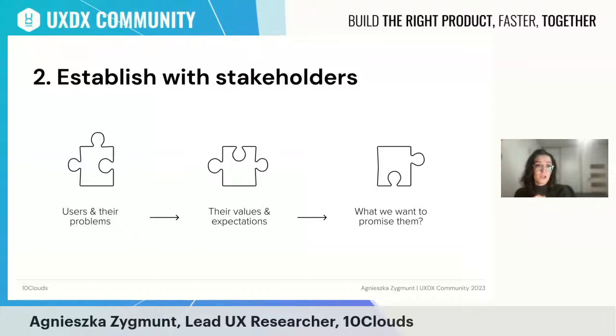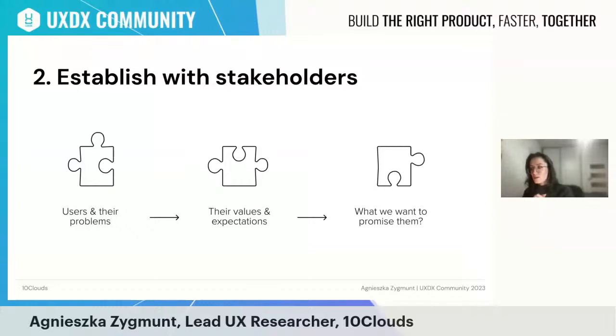It's also working really well when we are talking about solutions that already exist. For example, in the last workshop with a client, we did this exercise. We established the users, the problems, then the expectations and the values. And then we asked them, okay, so you know what they expect from you. Can you please tell us what you are promising them right now? Not what you want to promise them, but what you are promising them right now.